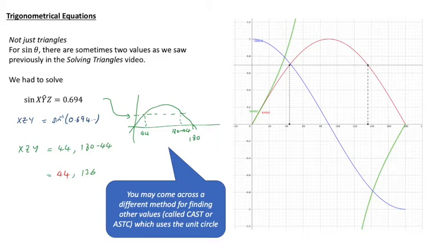Now, you might do a different method for finding the other values. There's one called cast or ASTC, which uses the unit circle. There are also formulae that we've come across already in these videos, and you'll have come across at school. But this graphing method is a good and versatile method.